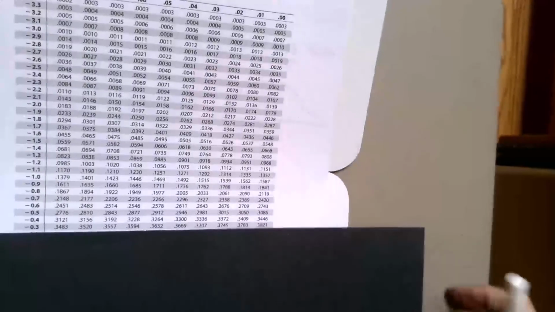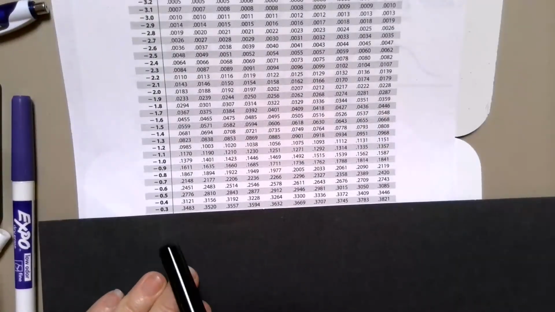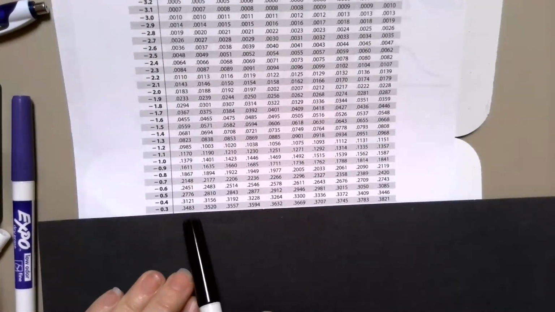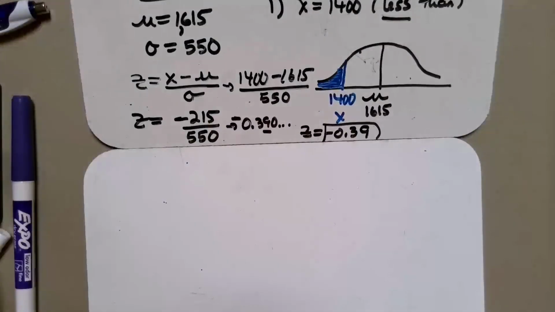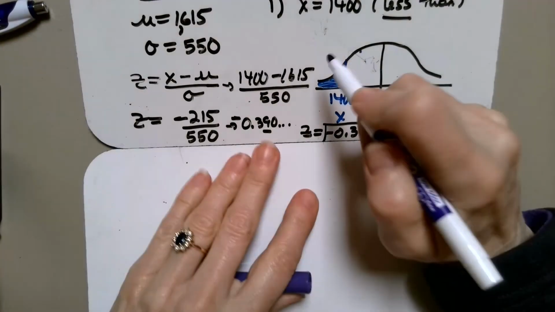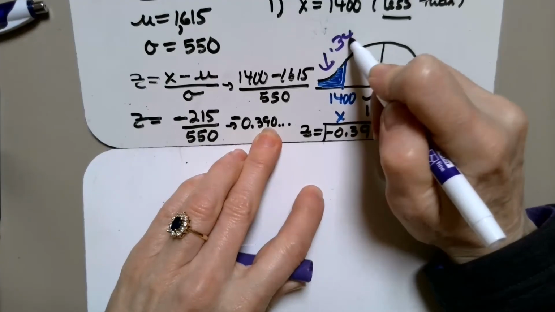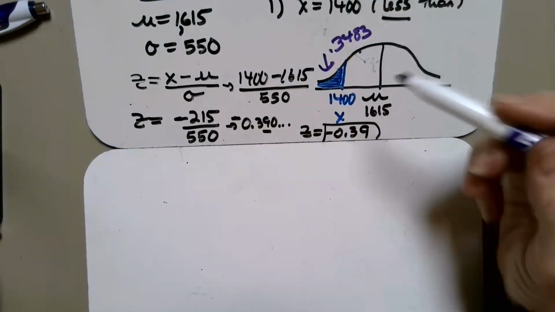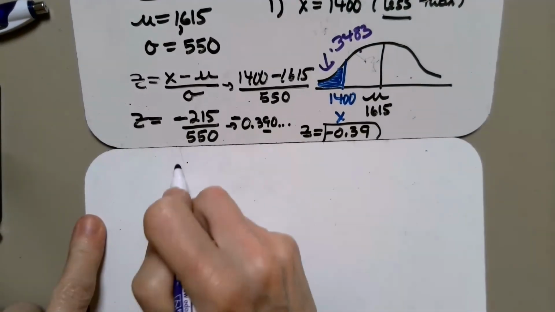Row negative 0.3. There we go. And then 900ths. So negative 0.39, which gives you 0.3483, which is the area to the left of whatever z-score we looked up. So 0.3483, when we look up negative 0.39, is the area to the left, in the left tail. So going back up to the drawing, that's what we wanted, the area to the left.